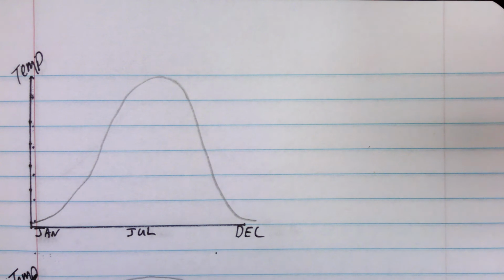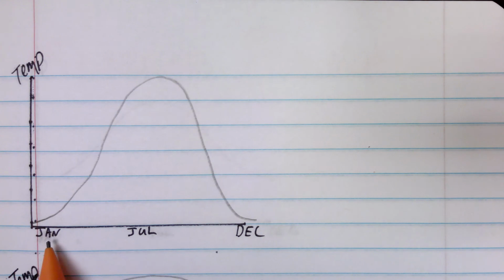Okay, so we have these graphs drawn in our notebook. Now let's talk about what these can show us and what it means about these different locations if their temperature graphs have this shape. Well, look at this first location.